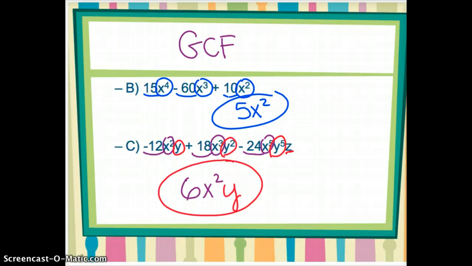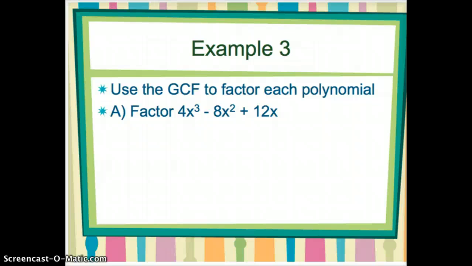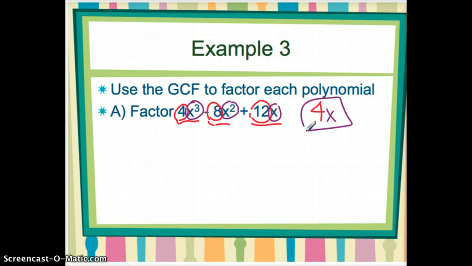Okay, if you find yourself getting pretty good at GCF, we're going to actually use the GCF to factor some expressions now. When we use the GCF to factor each polynomial, the first thing I need to do is figure out what that GCF is. So if I've got 4x cubed minus 8x squared plus 12x, I'm going to look at the numbers first, 4, 8, and 12. It looks like 4 goes into each of those. When I look at my variables, x cubed, x squared, and x, it looks like x goes into each of those. So 4x is my GCF.